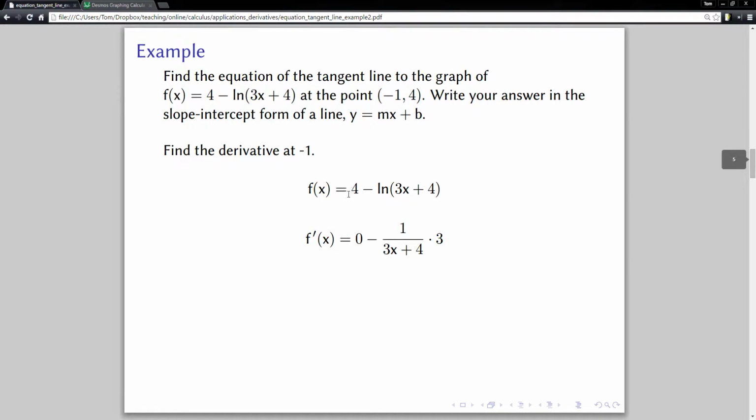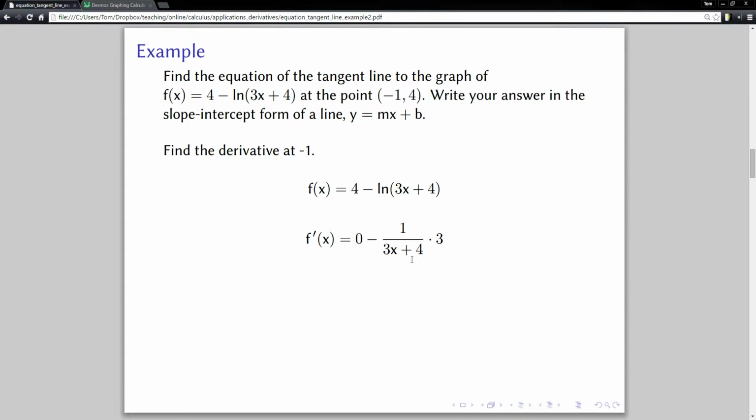The derivative of 4 is just 0. Then we're going to subtract. Then the derivative of natural log of 3x plus 4, that's a chain rule problem, where the inside is 3x plus 4 and the outside is natural log of x. So use the 3 steps of the chain rule. The derivative of ln x is 1 over x, so the first 2 steps of the chain rule give 1 over 3x plus 4. I leave the inside part alone here.